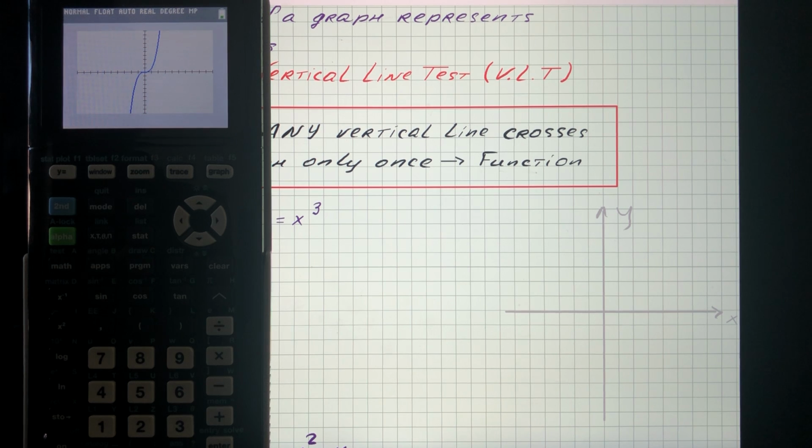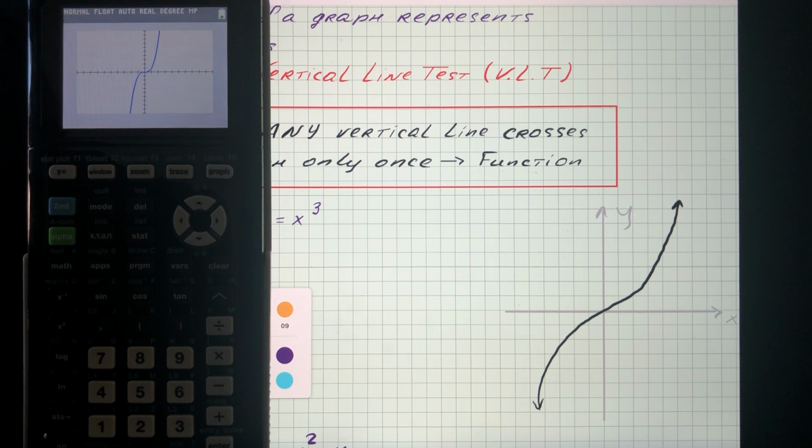Let's make that picture on our sketch and then we will use the vertical line test. So here is what the cubic looks like approximately. Now we will make vertical lines. So anywhere we can think of, here's one vertical line. It'll only cross the graph once. Here's another vertical line. It'll only cross once.